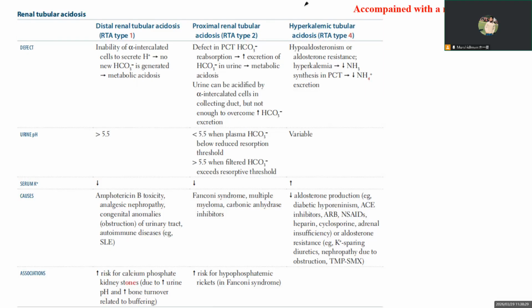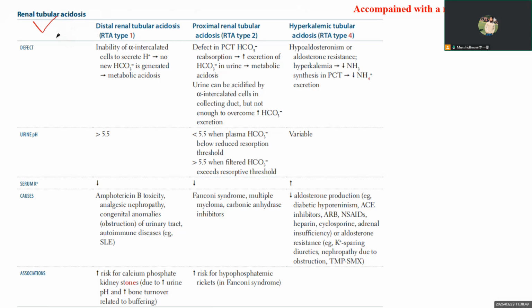Hey everyone, so let me start with a fundamental question when we are discussing renal tubular acidosis. How does the kidney defend us against acidosis? And you have to remember that our blood pH is tightly regulated.